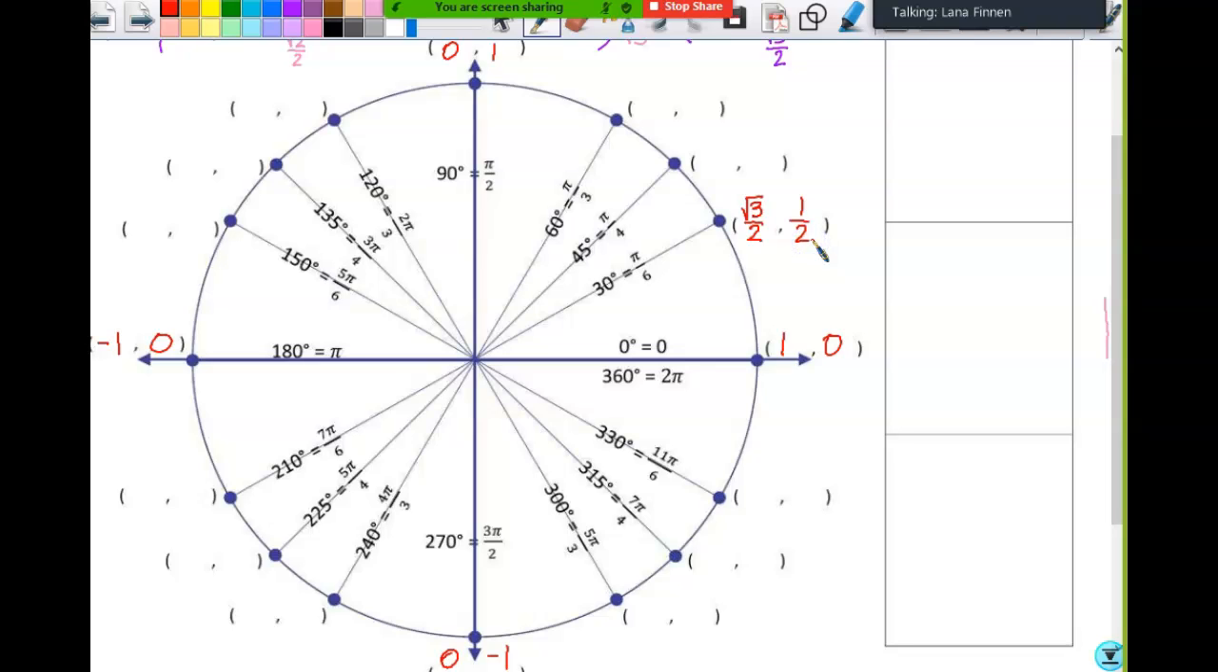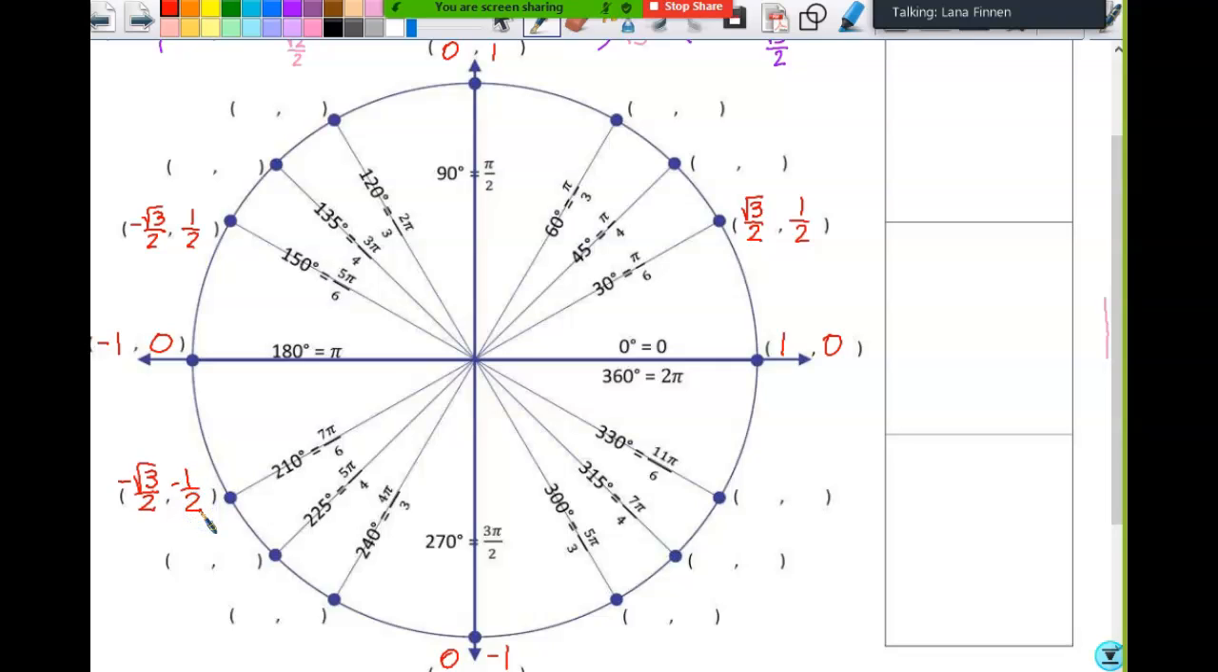So if I fill in all my pi sixth angles, those numbers get repeated 3 more times. I just have to have my signs correct. So in quadrant 2, x value is negative. So this is negative square root of 3 over 2, positive 1/2. In quadrant 3, x and y are both negative. So it's negative square root of 3 over 2, negative 1/2.